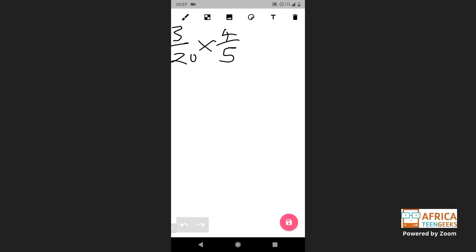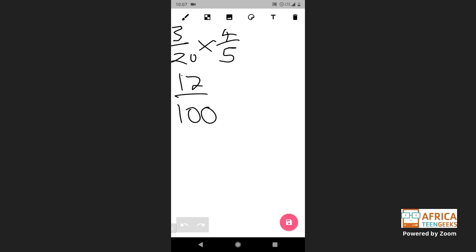So I told you we don't want any lowest common multiple. We just multiply our fractions the way we know it, right? So we'll say 3 multiplied by 4, which will give us 12. And then we'll also say 20 multiplied by 5, it will give us what? It will give us 100.